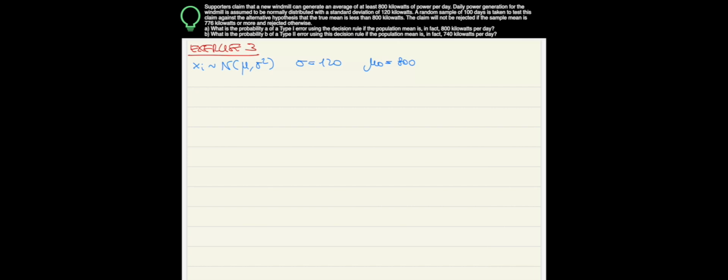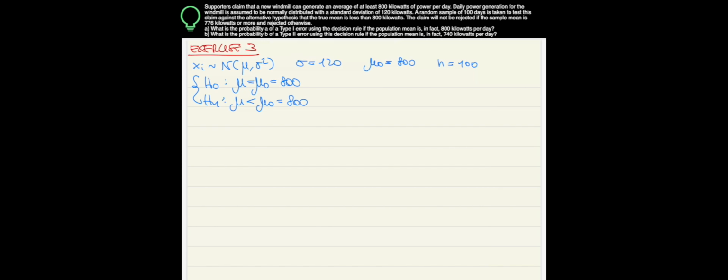A random sample of n equal 100 days is taken to test this claim against the alternative hypothesis that the true mean is less than 800 kilowatts. So the difficulty of this exercise is clearly not to identify the null hypothesis, as the null hypothesis is that the mean production is 800, and the alternative hypothesis is that the mean production is lower than this mu 0, so is lower than 800. However, there's a twist. So it's different than usual.